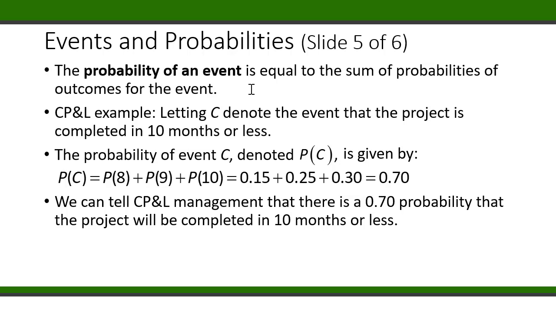So the probability of an event is equal to the sum of the probabilities of outcomes for the event. So if we want the probability of 10 months or less, we would just sum the probability of 8 months, the probability of 9 months, and the probability of 10 months. So that's 15, 25, and 30, and we could say the probability of completing this project in 10 months or less is 70%.